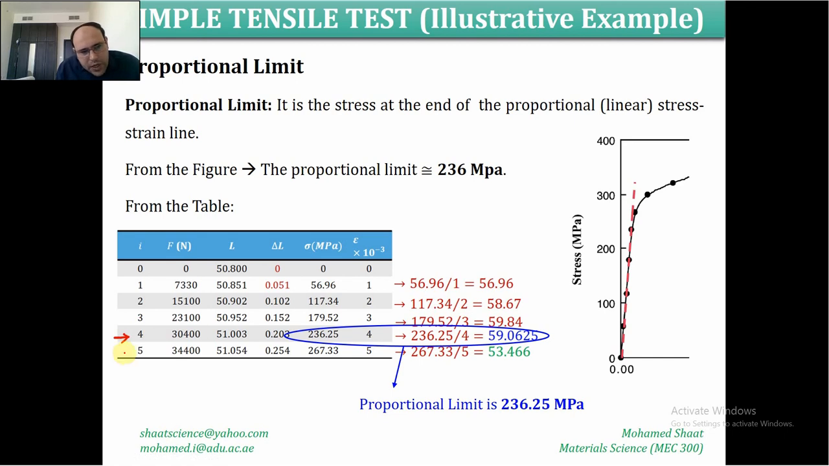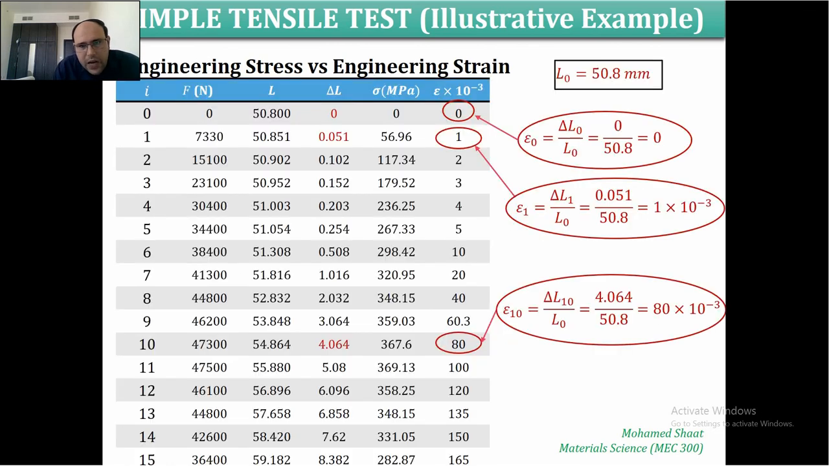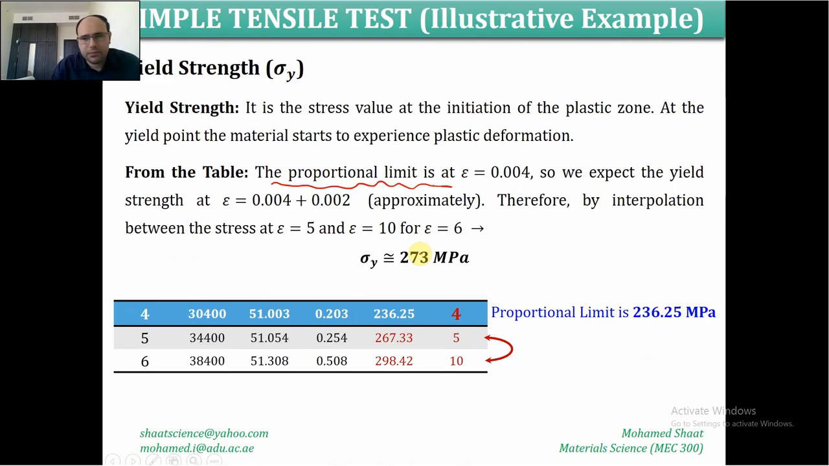So let us observe instants 4, 5, and 6. These three instants of time that we already have here over the table. Let us collect these three rows and represent them here. Okay, so this is instant 4, 5, and 6. This is the strain and this is the stress. So these are the stress values at instants 4, 5, and 6, and these are the strain values at instants 4, 5, and 6.